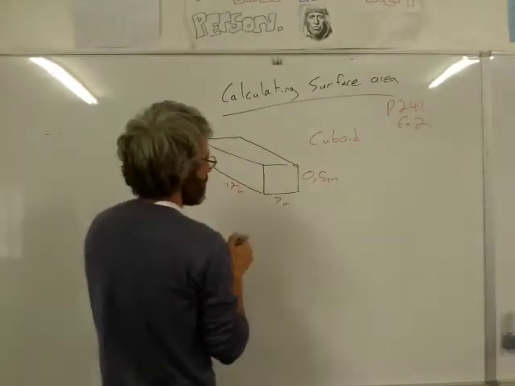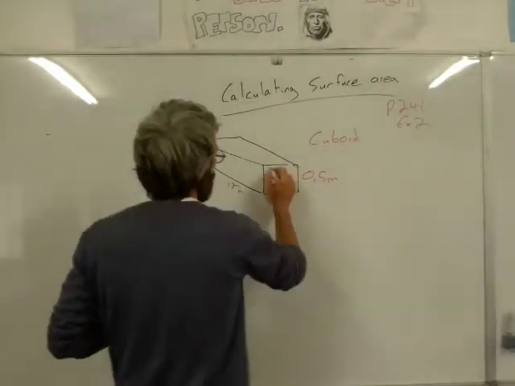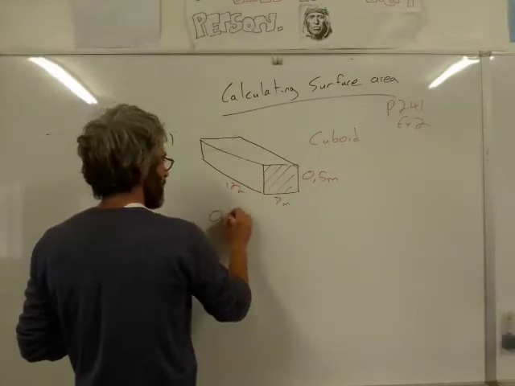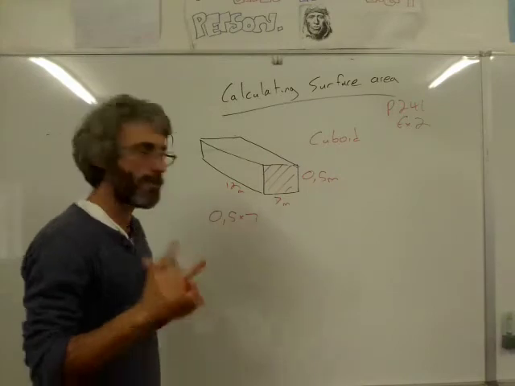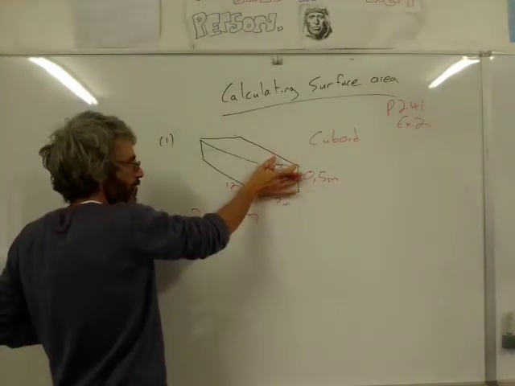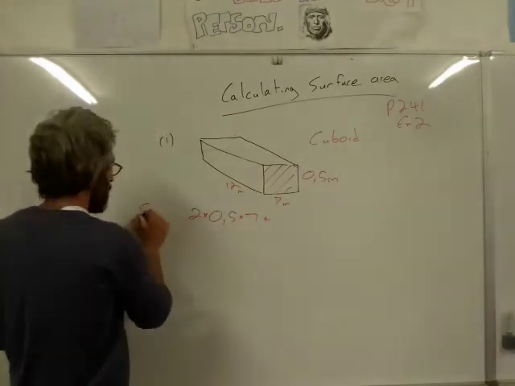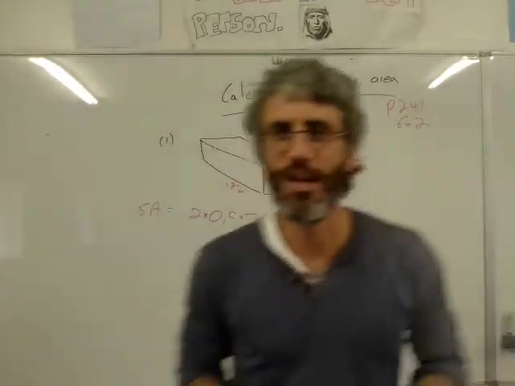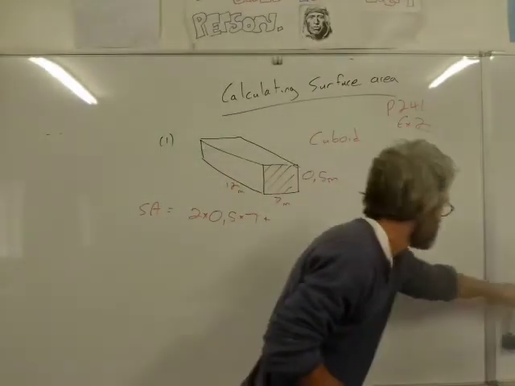So let's start with the front. The area of the front, I'll paint it in red. The area of the front is 0.5 times 7. That's the area of the front. Now we said we have 2 of those, so we're going to times it by 2. We've got the front and the back. Next, I'm calculating SA. SA stands for, not South Africa, it stands for surface area, the area around that 3-dimensional shape.